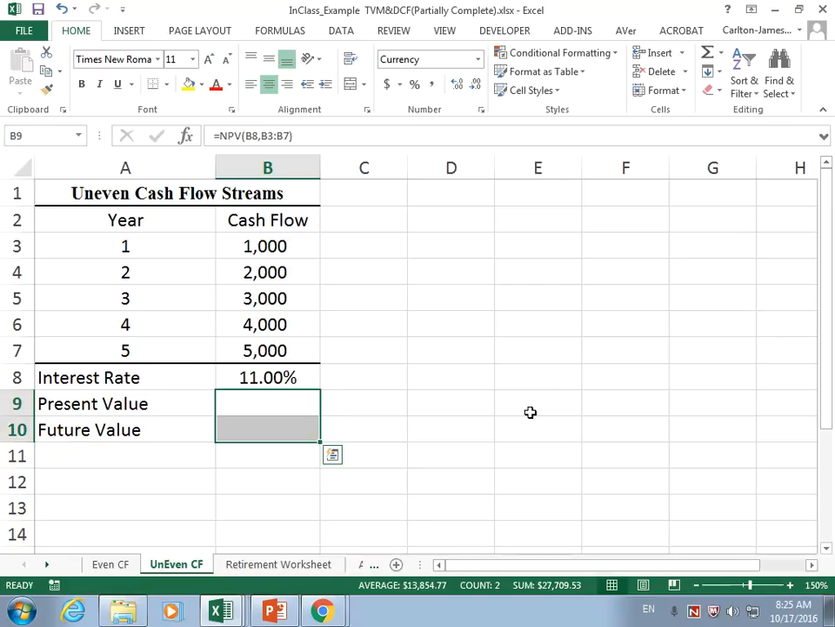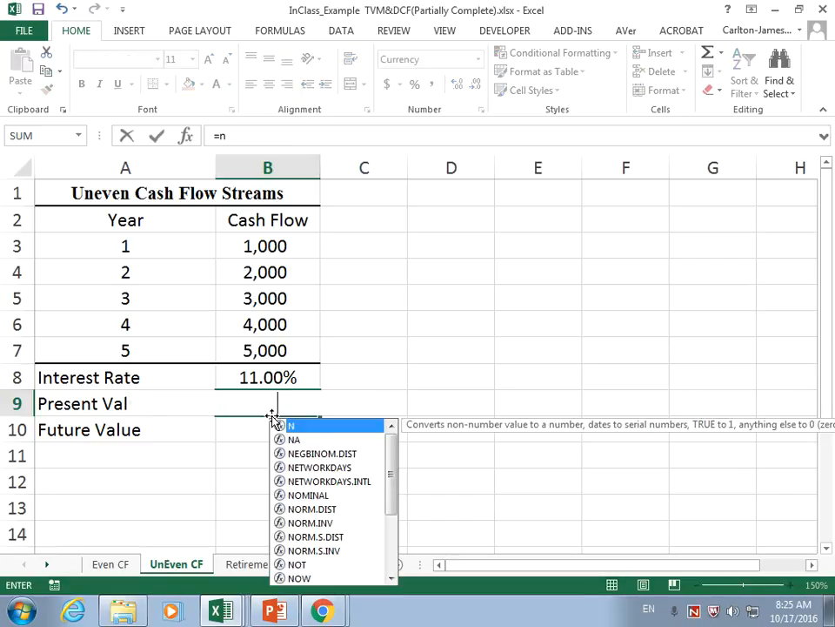As it turns out, there is no formula for finding the future value directly. When you're dealing with uneven cash flows, you always have to find the present value first, and then take that present value to the future using the future value function. So the function you use here in Excel, and we're going to use this function extensively when we get to capital budgeting for firms, is the NPV function.